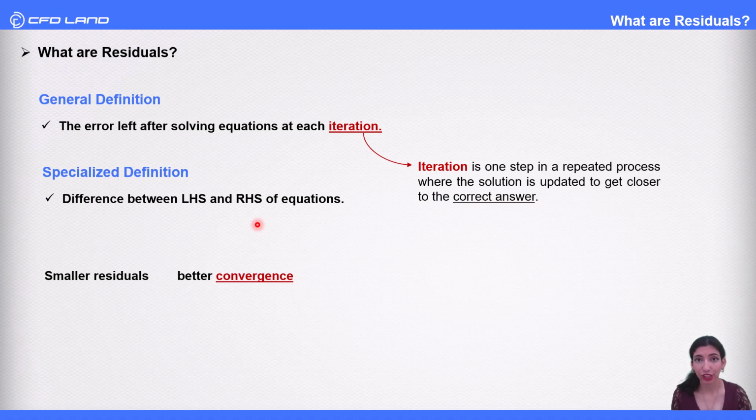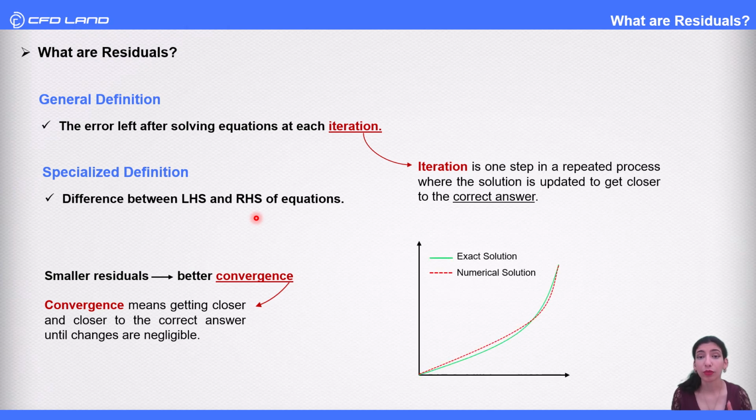Convergence is achieved when we say enough to our solver. No need to proceed anymore. We have the answers with the accuracy we are looking for. And that's when the residuals difference is negligible. But remember, there's always a difference between numerical solution and exact solution. They will never overlap entirely.